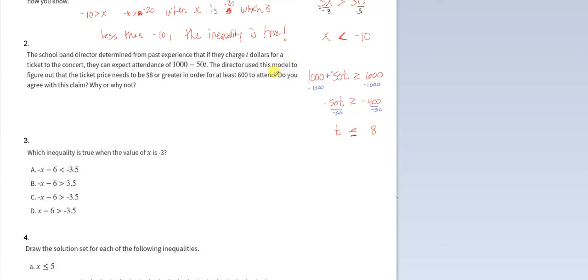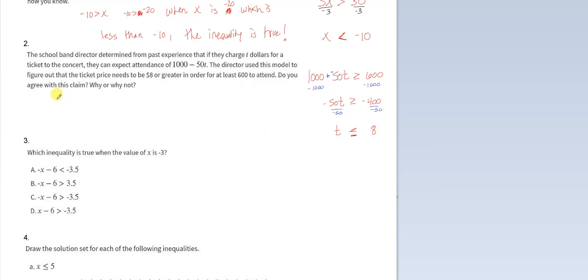And the director said that it needs to be $8 or greater in order to at least get 600. It's like, no, it needs to be $8 or less for it to give you at least 600 people. So as this number shrinks, the attendance actually grows because the tickets are cheaper. More people would come if the tickets are cheaper. So I think that's probably why it's spaced that way.